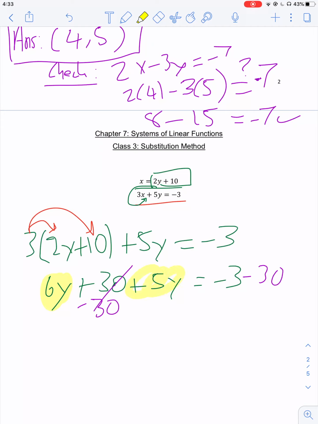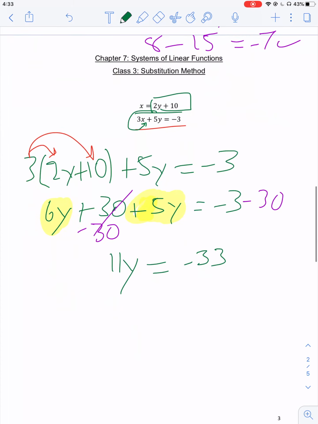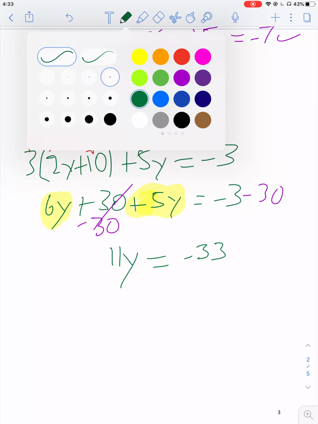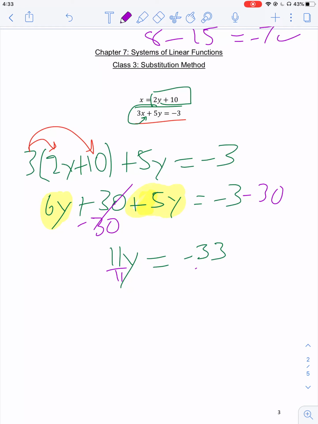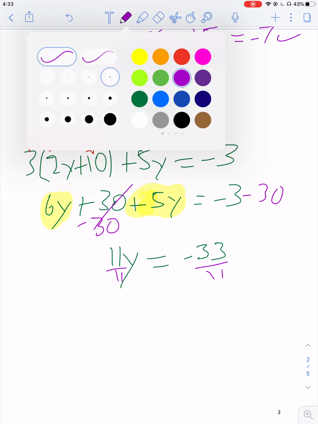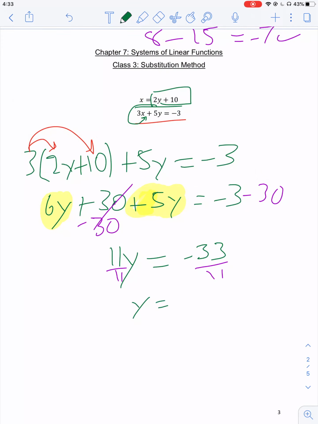Then combine your like terms together. So 6y plus 5y. Just add your coefficients together, right? So when you add the coefficients together, 6 plus 5 is 11. The variable stays the same. And then this is minus 33, right? And then the final step is to just get rid of the 11. So divide by 11, divide by 11. And then y will equal minus 3. Okay, y is equal to minus 3.